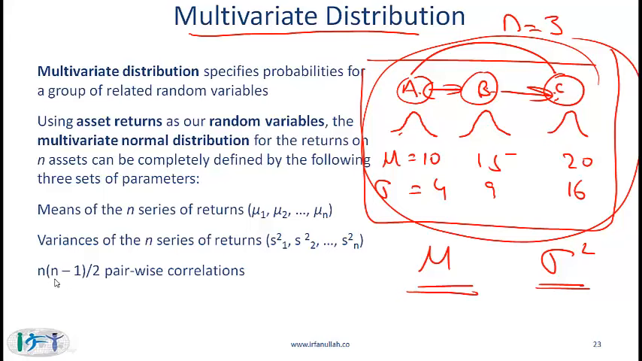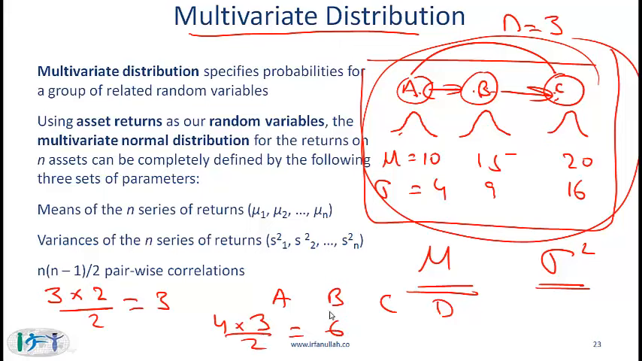So if you look at this expression over here, we have 3 into 3 minus 1, which is 2, divided by 2, which is 3. So if you have three variables, then you need to have three pairwise correlations. If you happen to have four variables, say A, B, C, and D, then you would need to have 4 into 3 divided by 2, which is 6 pairwise correlations. And I'm sure you can do a quick analysis here and determine that 6 pairwise correlations will be necessary. So that is all that you really need to know with regards to multivariate distribution.